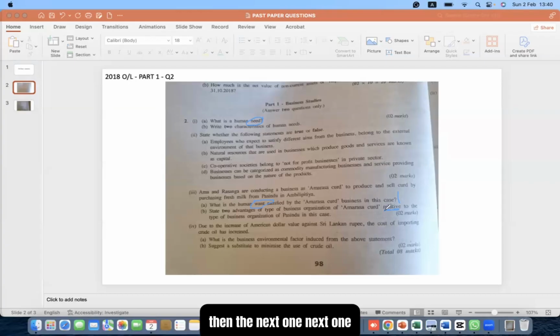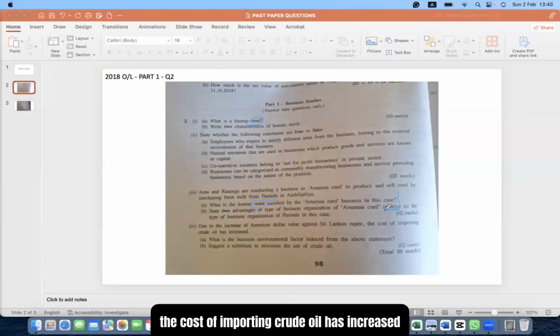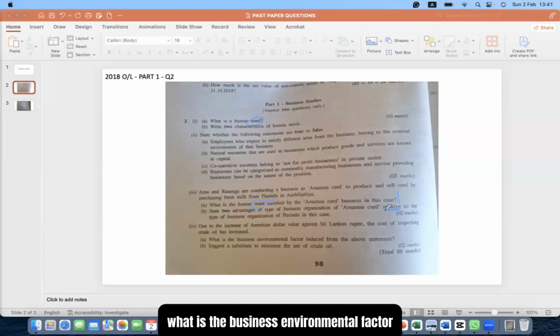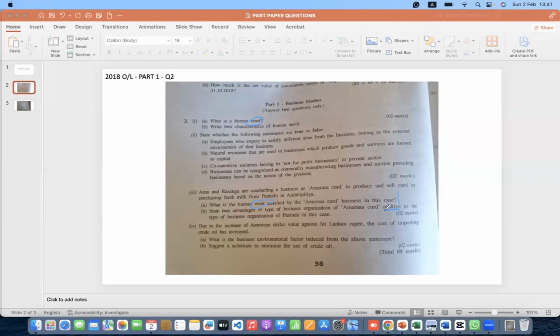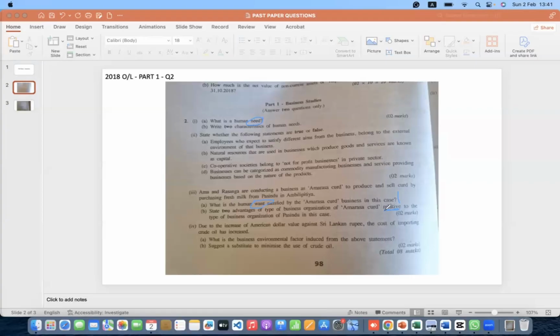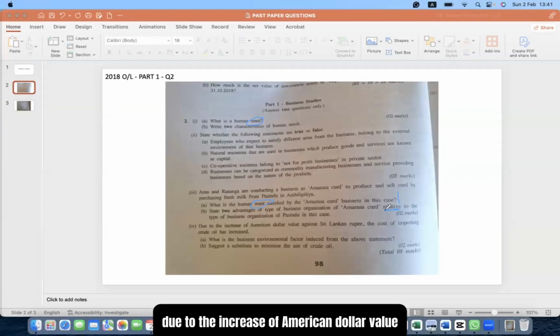Okay. Then the next one. Next one, due to the increase of American dollar value against the Sri Lanka rupee, the cost of importing crude oil has increased. Okay. Then මිතනහනවා, what is the business environmental factor induced from the above statement? ඊට පස්සේ අහනවා suggest a substitute to minimize the use of crude oil කියලා. හරිද? දැන් මේක මොකද කියන්නේ due to the increase of American dollar value against the Sri Lanka rupee the cost of importing crude oil has increased කියලා කියන්නේ. What is the business environmental factor?